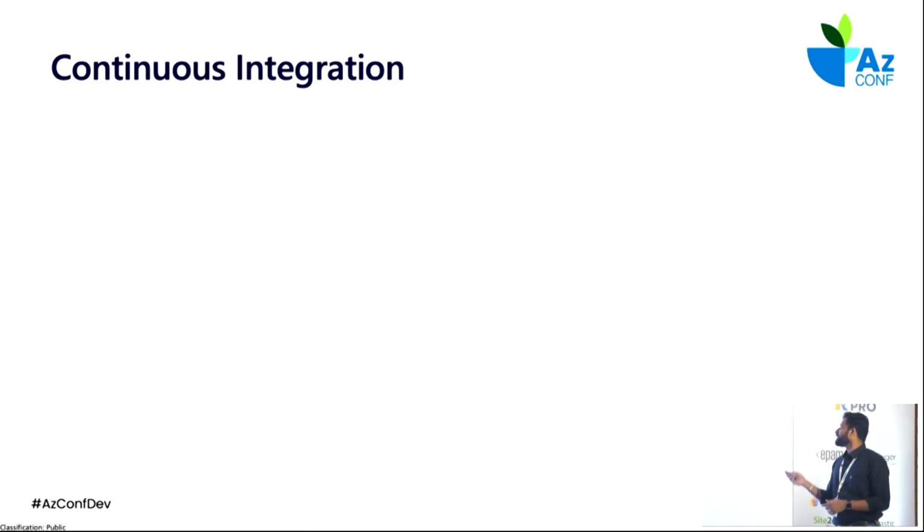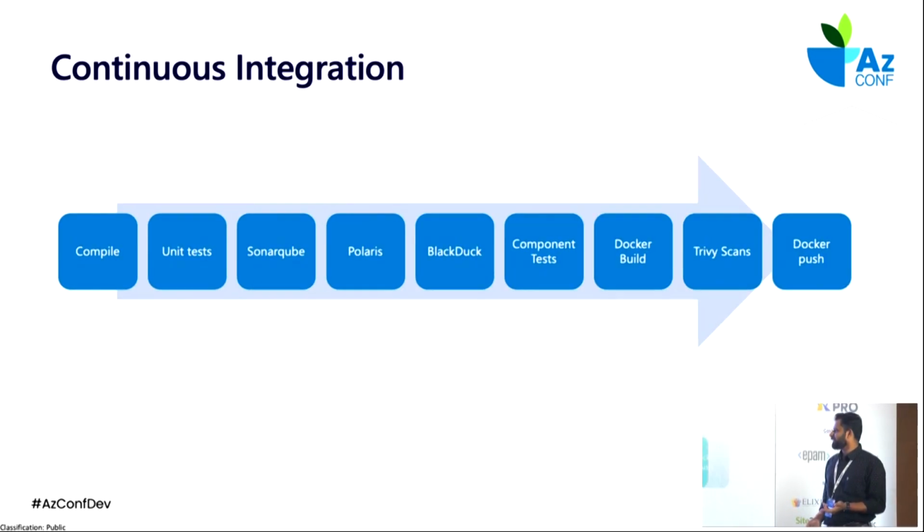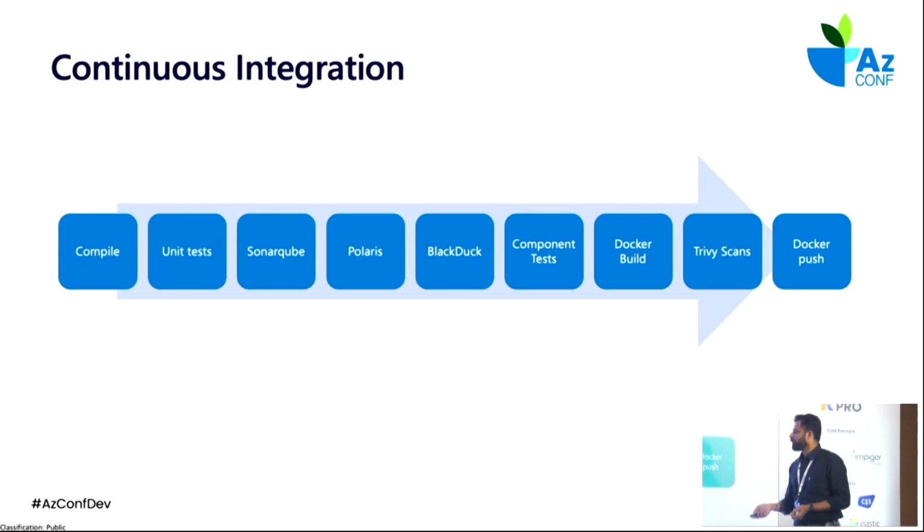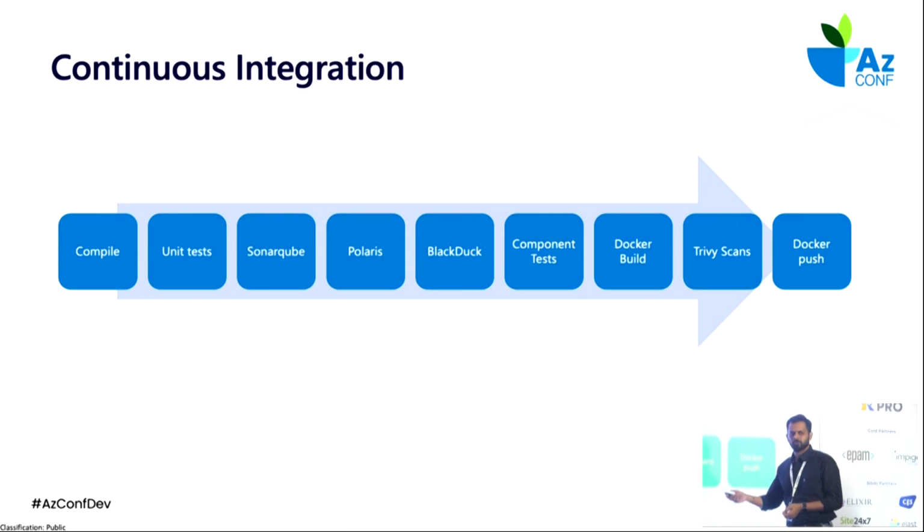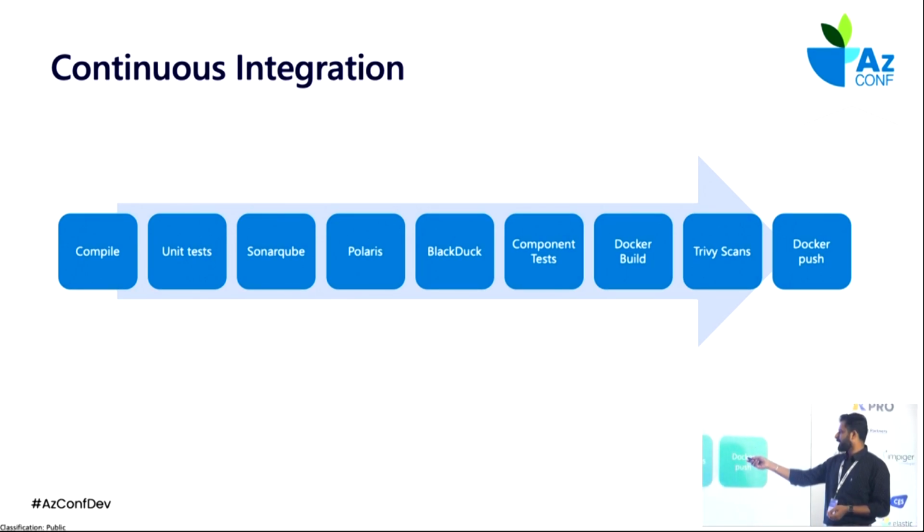And next is continuous integration, right? So what are the steps? Typically, all these are the steps that run, right? You need to compile your code, run your unit tests, and then SonarQube, and then some of these, Polaris, Black Duck, run a component test, Docker build, and so on, right?